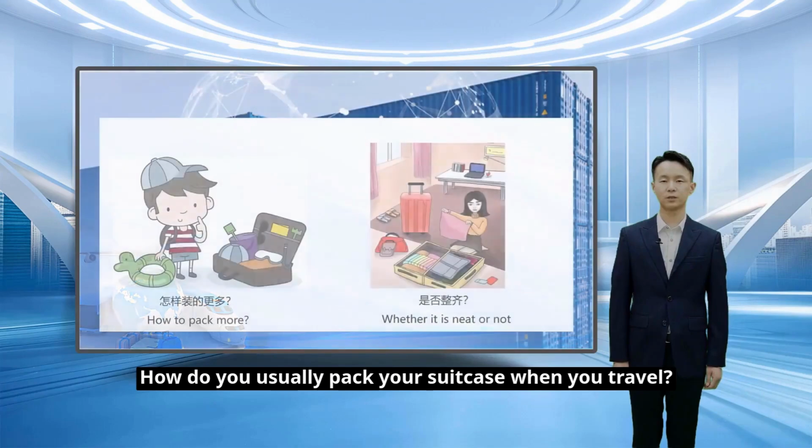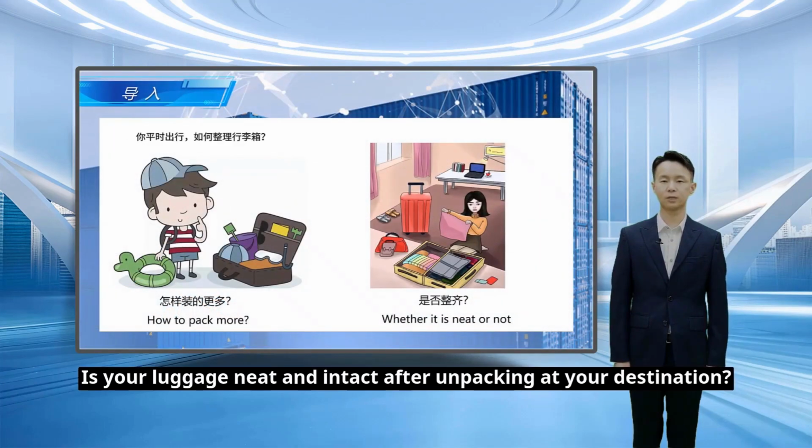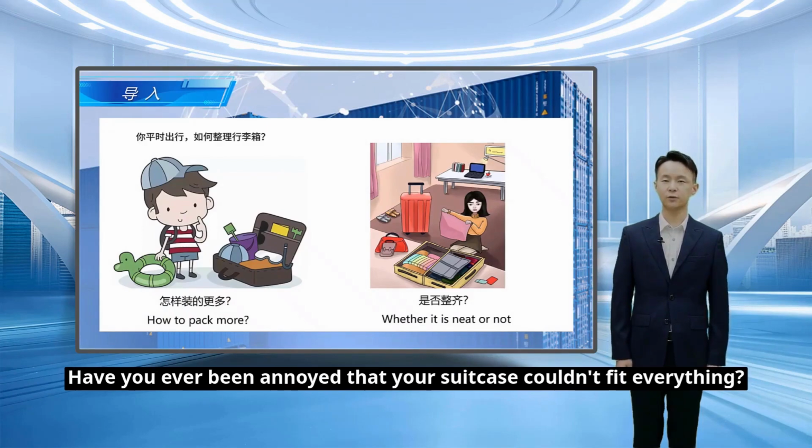How do you usually pack your suitcase when you travel? How do you pack more stuff in? Is your luggage neat and intact after unpacking at your destination? Have you ever been annoyed that your suitcase couldn't fit everything?